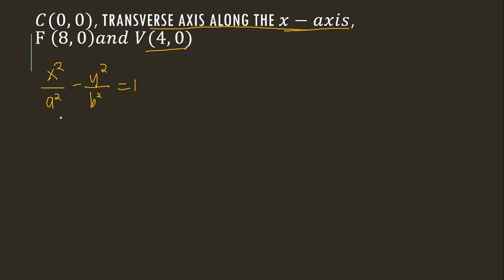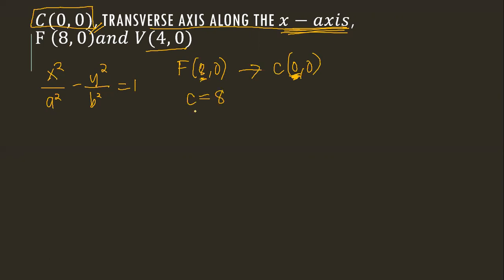Okay, bakit ito ang ginamit natin? Still, the center is at 0, 0. From the focus 8, 0, from the center to the focus, it shifted from 0, 0 to 8, 0. Because that is parallel to the x-axis, ang nadagdag kay x ay 8. So we can say that c is equal to 8 units. So c squared is equal to 64.